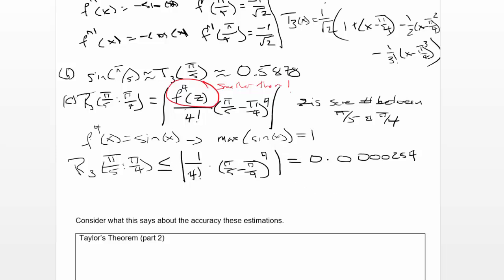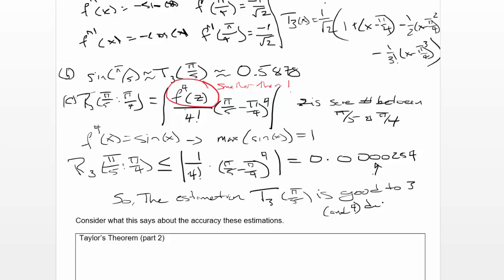Meaning the furthest away that my estimation, by using my polynomial and plugging in pi over 5, the worst this approximation is to actually sine of pi over 5 is being off by this much. Specifically, the third decimal place will never be impacted because this value is just too small. So the estimation of the third degree Taylor polynomial at pi over 5 is definitely good to 3 decimal places, and actually it's good to 4 decimal places too, because the remainder is so small.